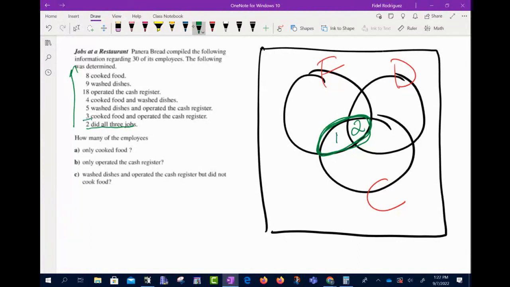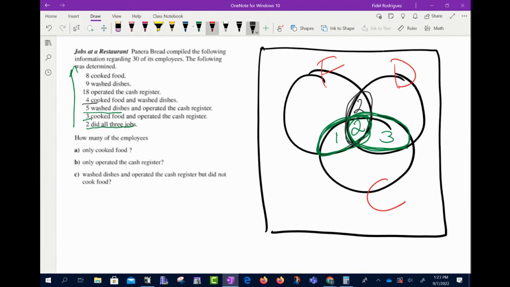Okay, cool. And then 5 did the dishes and the cash register. So here's my dishes and my cash register overlap. That has to add up to 5. Everyone agree that's going to have to be a 3? Okay. And then it says 4 did cook food and wash dishes. So this piece is going to have to add up to 4. That's going to have to be a 2. Again, numbers are really small here, so it usually makes it a little bit easier.